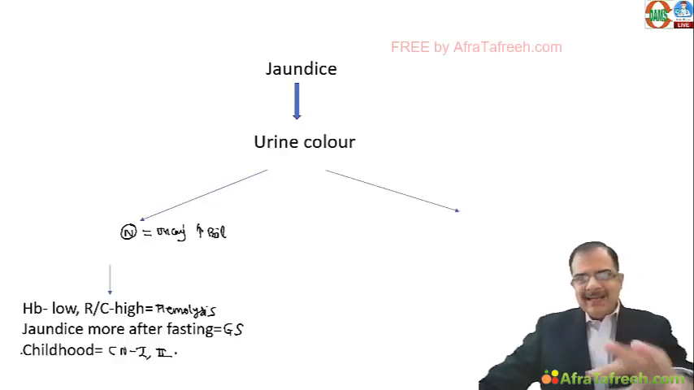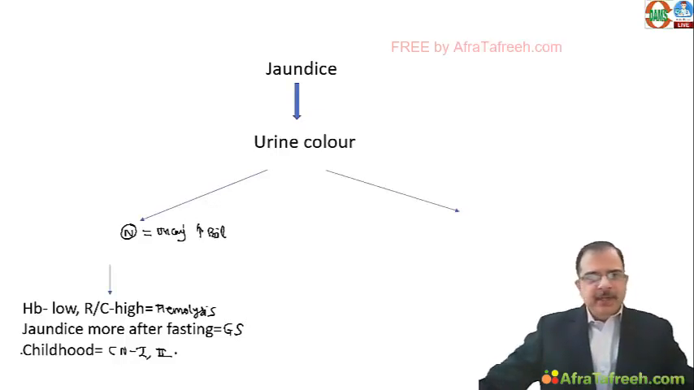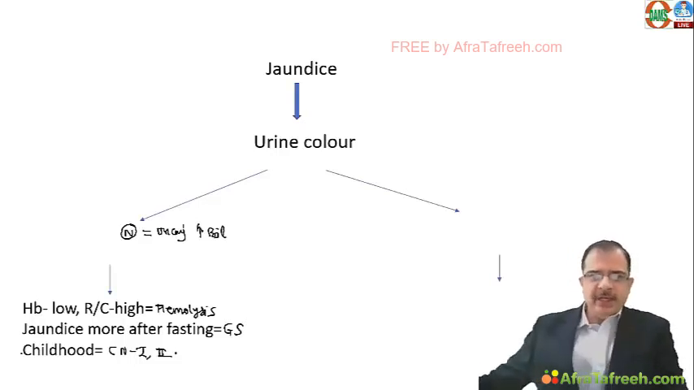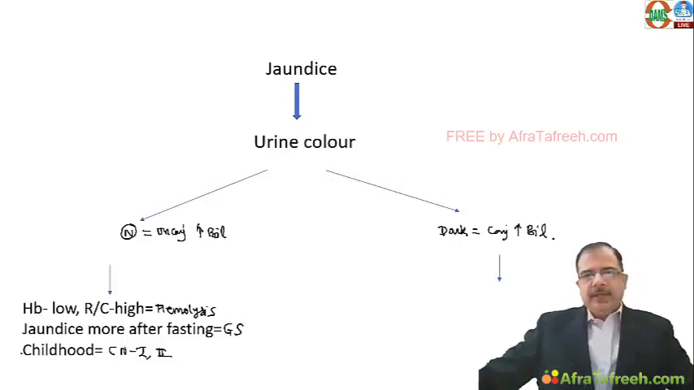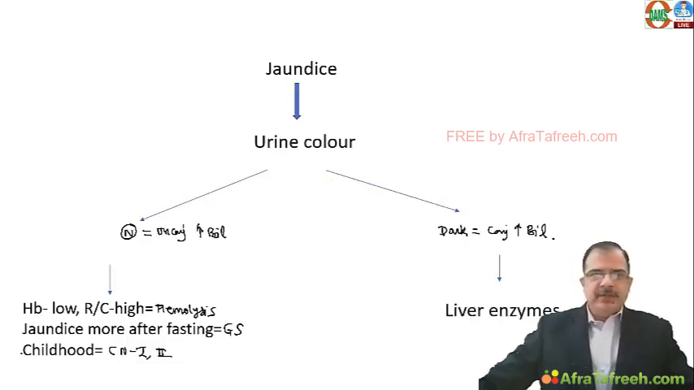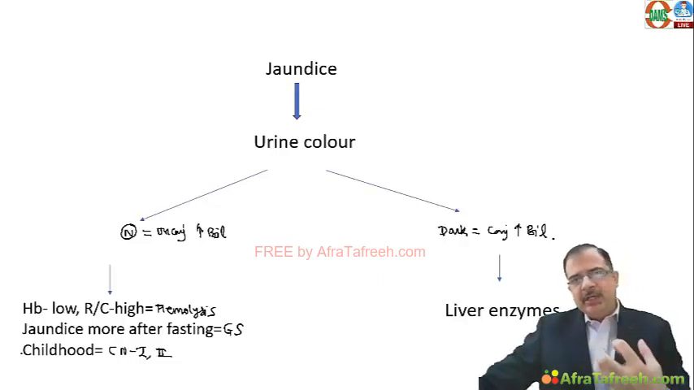While the second scenario will be the urine color is dark. So urine is dark. That means it is a conjugated high bilirubin, which is responsible for the jaundice. And in that case, the next step will be look at the liver enzymes. So depending on the liver enzymes, we can identify the clinical case. So liver enzymes will be normal.